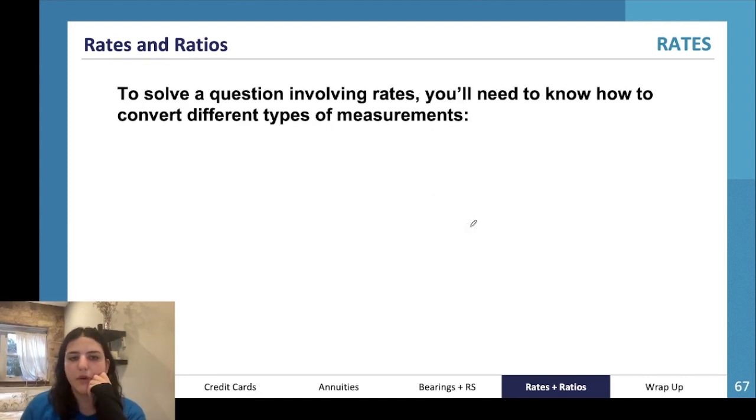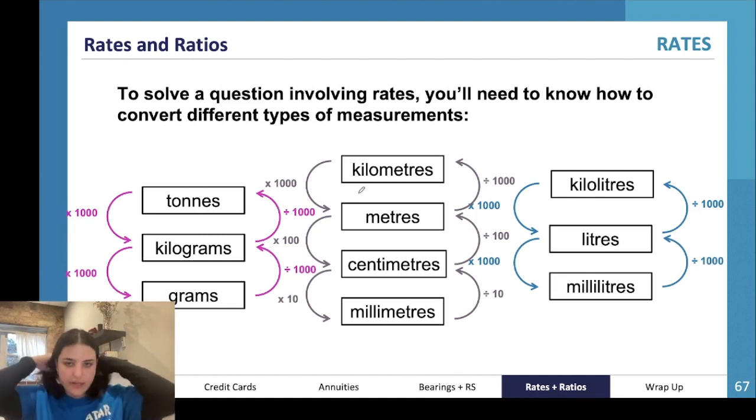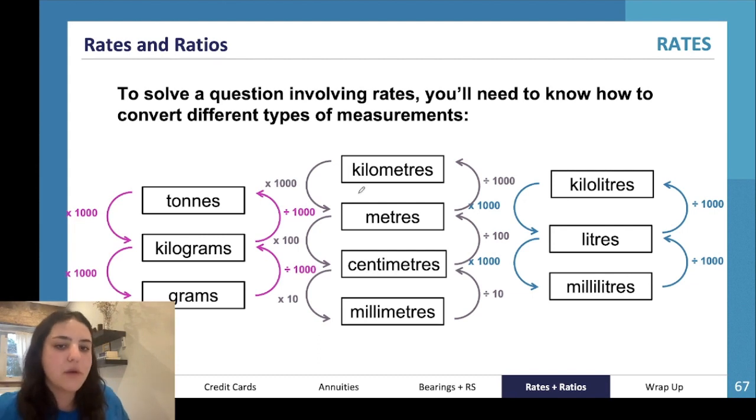To solve a question involving rates, you do need to understand all of the different kinds of measurement. You'll look at these in your practicalities of measurement in year 11, but they're easy to forget. So make sure you draw out some kind of conversion table that you have easily accessible. Mine was on a reference sheet that I drew for myself, and I would always come back to it until I felt like they were ingrained in my head.